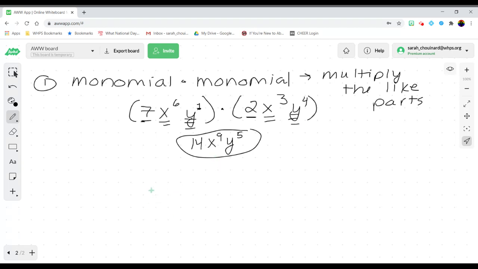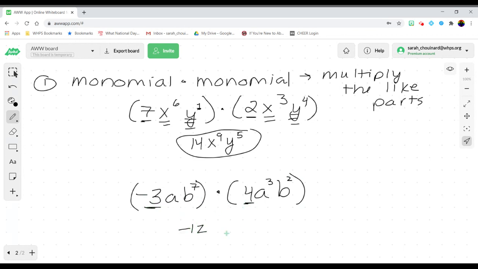Let's do just one more. So let's do negative 3ab to the 7th times 4a to the third b squared. So again, let's multiply the like parts. Negative 3 times 4 is negative 12. A to the first times a to the third, we're going to add those together to get a to the fourth. And then b to the 7th and b to the 2nd makes a total of b to the 9th power.